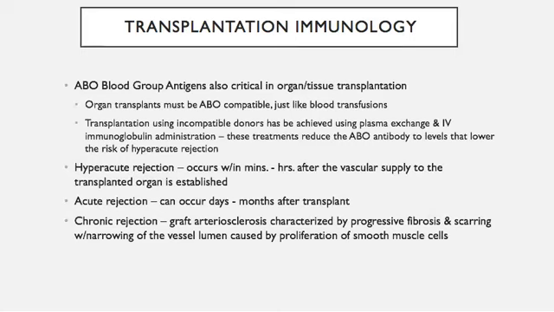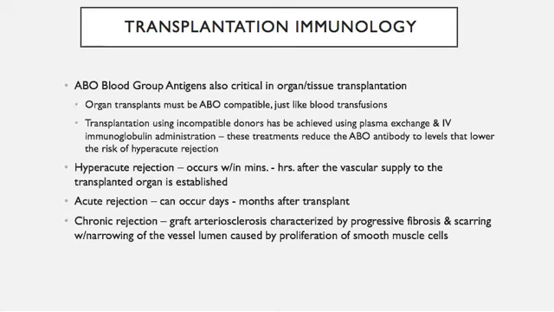ABO blood group antigens are also critical when we're talking about organ and tissue transplantation, because these antibodies can bind to the corresponding antigens that are expressed on the vascular endothelium. That in turn can activate the complement cascade, which can lead to a very rapid rejection of the transplanted organ, which is known as hyperacute graft rejection. So organ transplants must be ABO compatible, just like with blood transfusions.